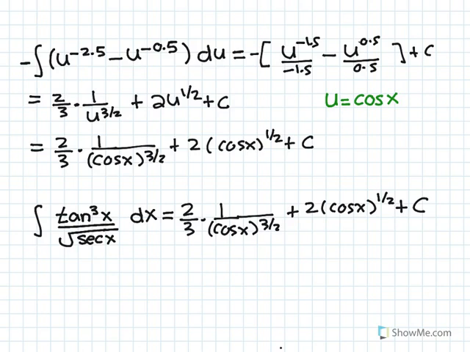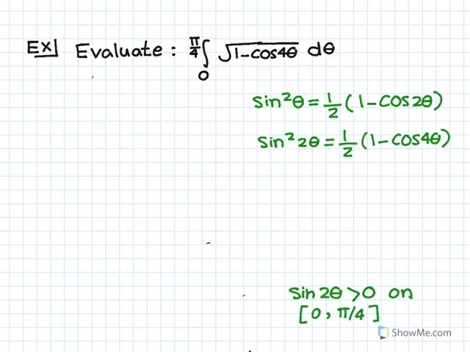All right, let's look at another question. Here we have the integral from 0 to pi over 4 of the root of 1 minus cos 4 theta d theta. We have a definite integral. We have limits. The upper limit is pi over 4, the lower limit is 0. The first thing to do is to apply some trig identities so we can make this easier to solve.